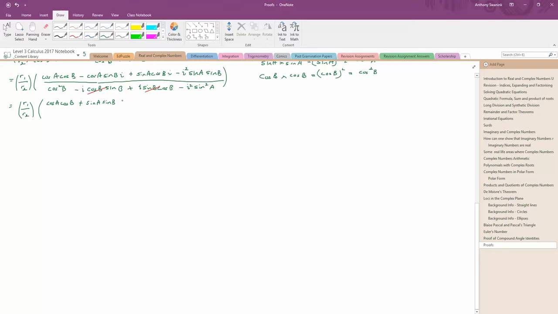the imaginary bits, let's take I out as a common factor, and I'm going to put the positive term first, so sine A cos B, and then this negative term here, so minus cos A sine B. Okay, a big bracket, and let's divide. Now what are we going to do on the bottom?